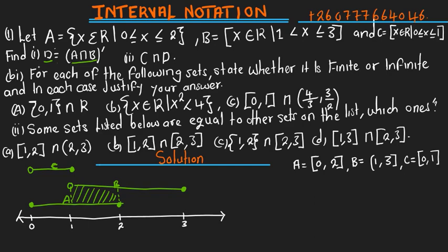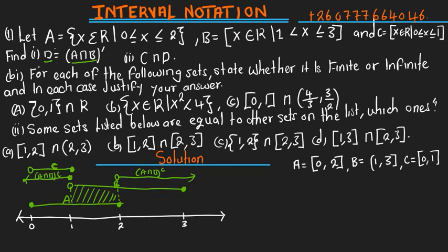Then, since 1 was part of set A but it's not part of set B, we're going to close the circle here and take it on the other end. And since 2 was part of set A and it's also part of set B, we are going to open the circle here and take it on the other end. So that is going to become our A intersection B complement.